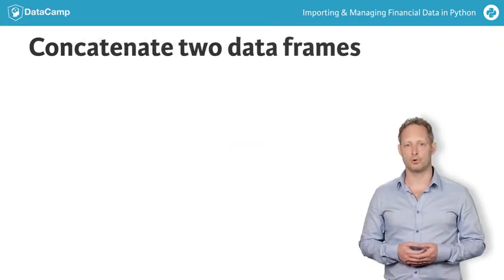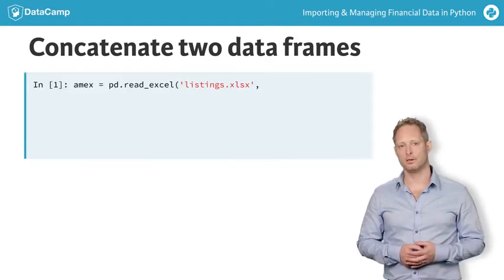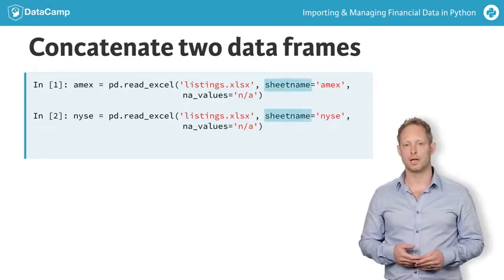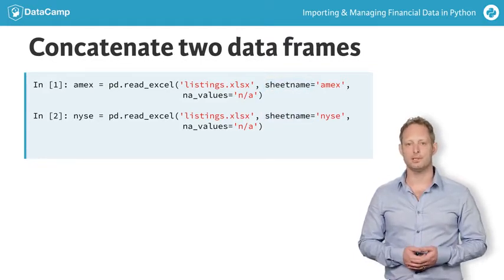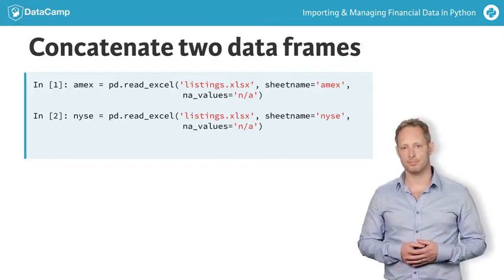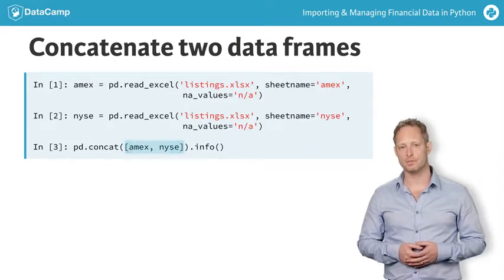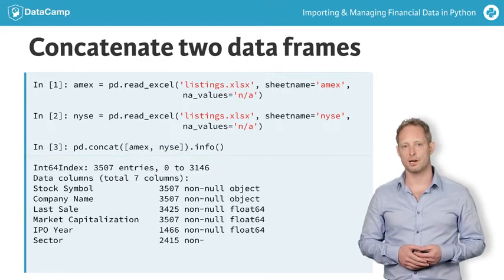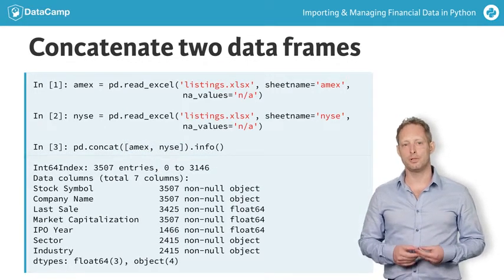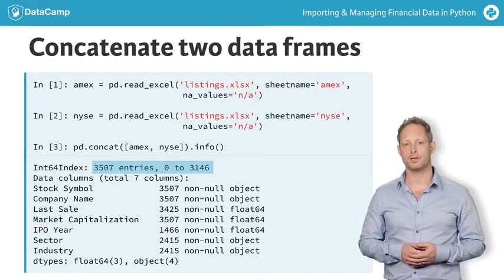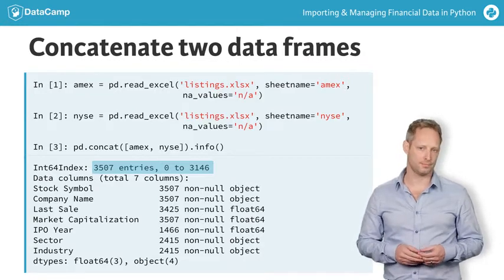Let's take a look at how this works in practice. As before, you can read 2 worksheets from the listings.xlsx file using pd.read_excel, while passing the respective exchange names to the sheet_name parameter. As a result, the listing data is now contained in 2 pandas data frames, assigned to variables with the same name. You can now combine these data frames by passing a list with the variables to the pd.concat function. When you inspect the result using the method .info, you will notice that the result contains over 3,500 rows, around 400 from the Amex exchange and 3,100 from the Nasdaq.